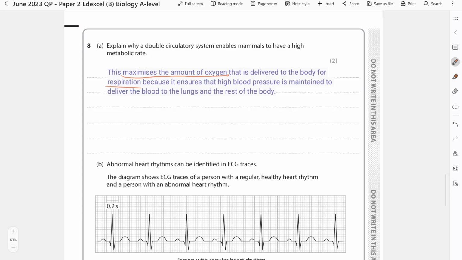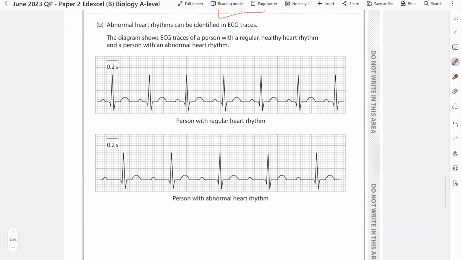And how does it do that? Well, it ensures that high blood pressure is maintained, right? That's why after the lungs, it goes back to the heart. And then from the heart, it goes to the rest of the body, to be able to deliver the blood to the lungs and the rest of the body. Okay, so that's the 2 marks. Another mark you can also get is to say that in the heart, we have a wall that separates the 2 sides, called the septum. And the septum is responsible for keeping the deoxygenated blood and the oxygenated blood separated. All right, let's move on to part B.